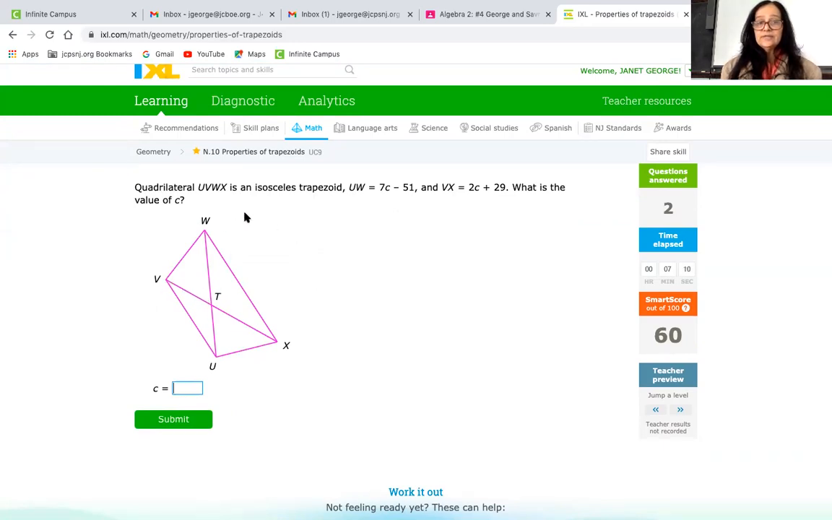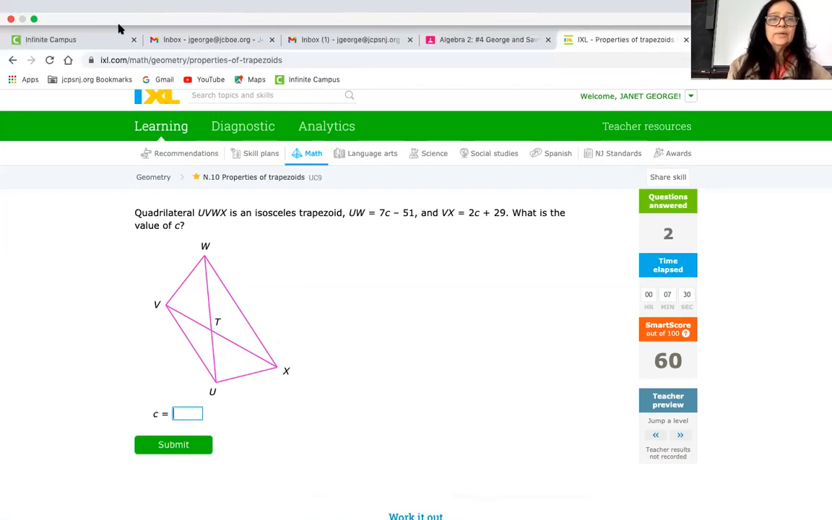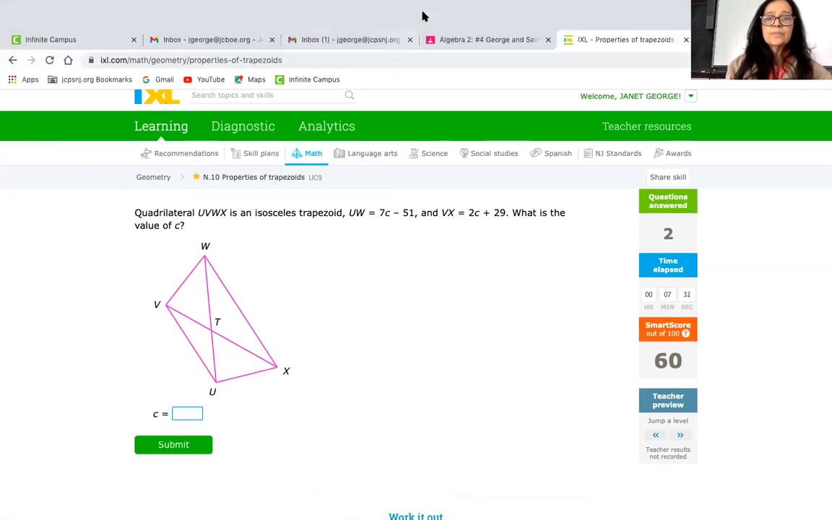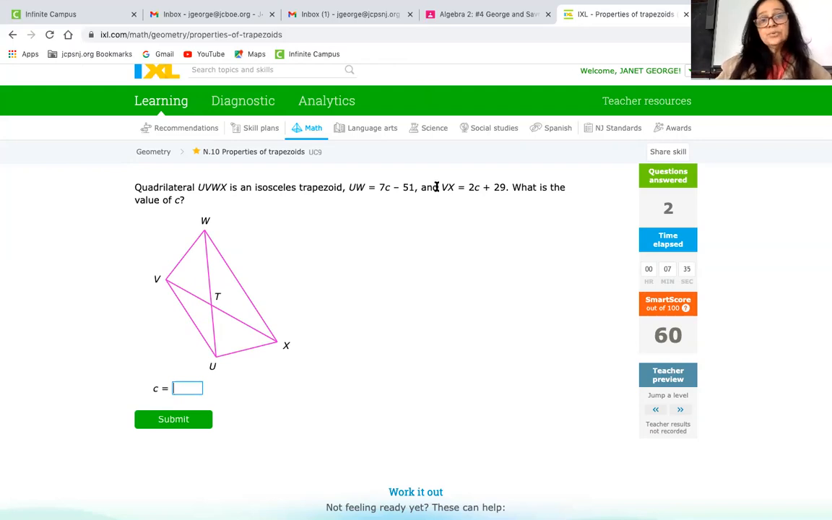We know that if it is an isosceles trapezoid, the diagonals are congruent, so we can go right ahead and set an equation. Okay, so that means segment UW should equal segment VX. All right, and now we substitute. So UW is 7C minus 51, which should equal 2C plus 29.